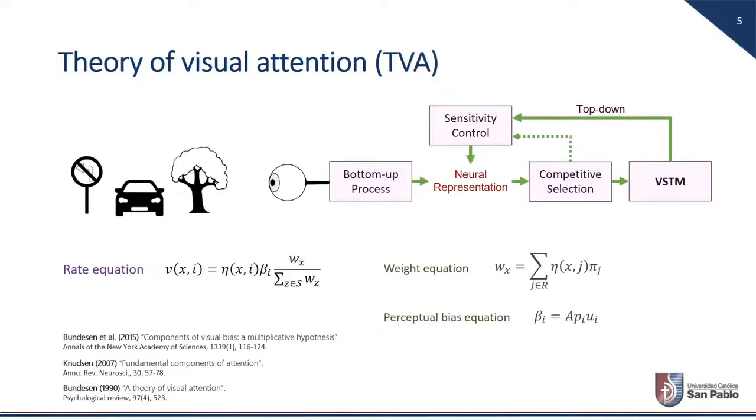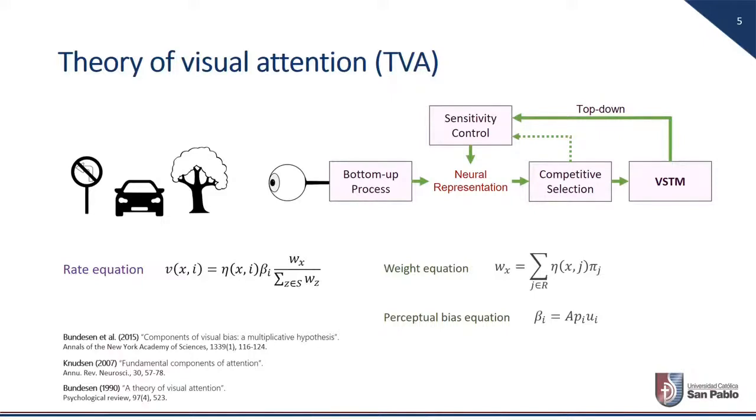Three equations are defined in TVA. The first, the rate equation, estimates the encoding rate in visual short-term memory. The second, the weight equation, estimates the attentional weights of the objects. The third equation estimates the perceptual bias of the visual categories.